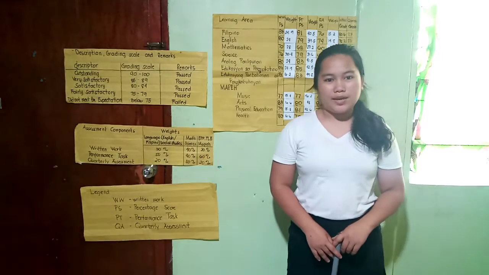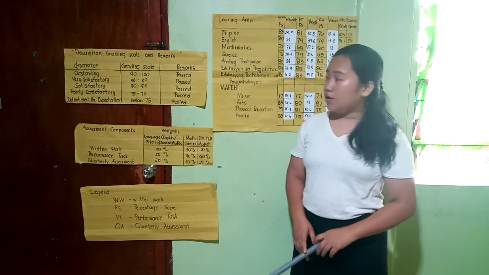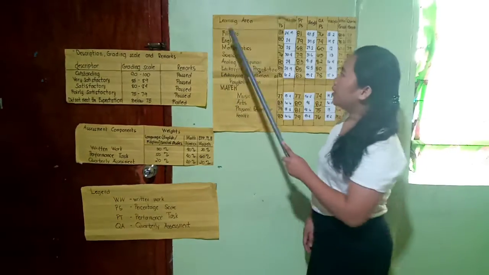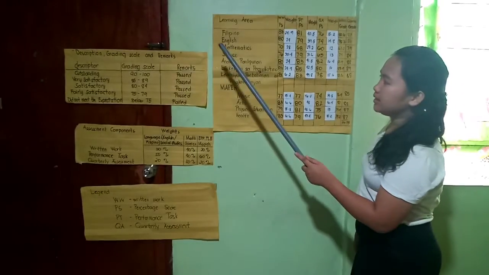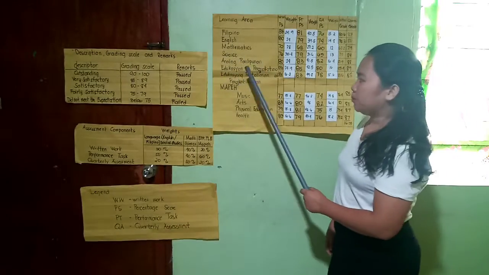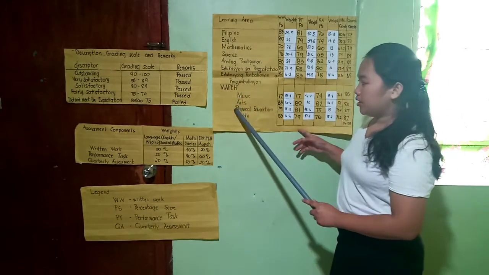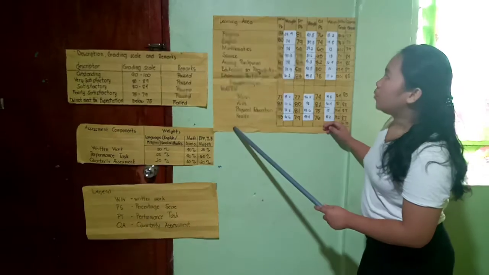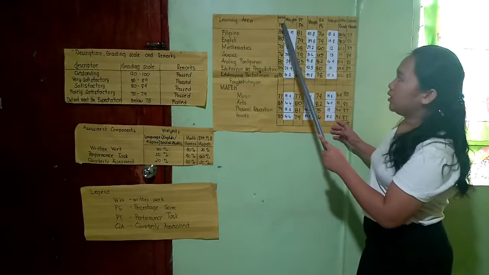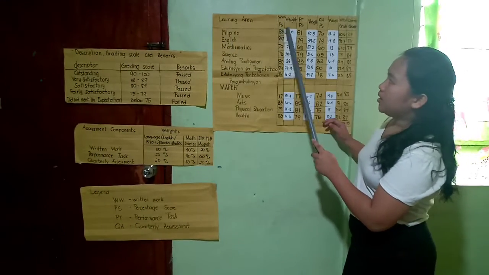We're going to compute the grade of Alden. So here are the learning areas, which are Filipino, English, Mathematics, Science, Araling Panlipunan, Edukasyon sa Pagpapakatao, and Edukasyong Pantahanan at Pangkabuhayan. In MAPEH, there are 4 areas, which are music, arts, physical education, and health. So in written work in Filipino, Alden got an 83.